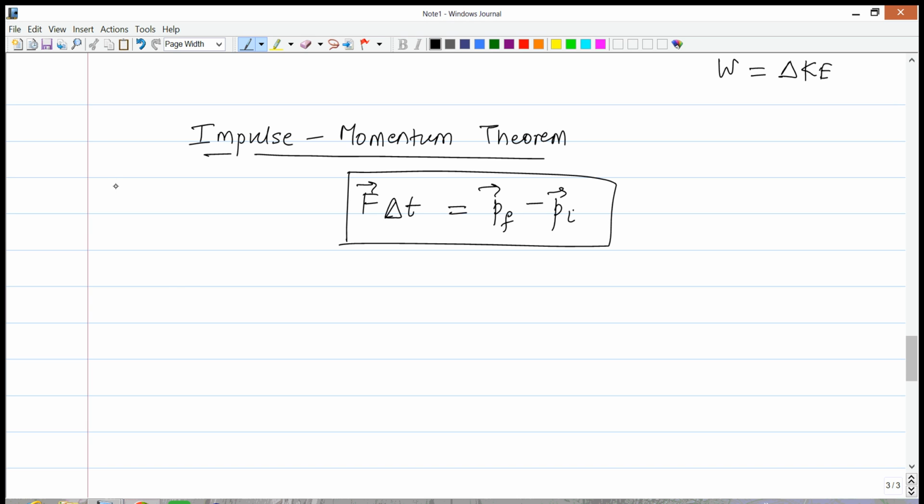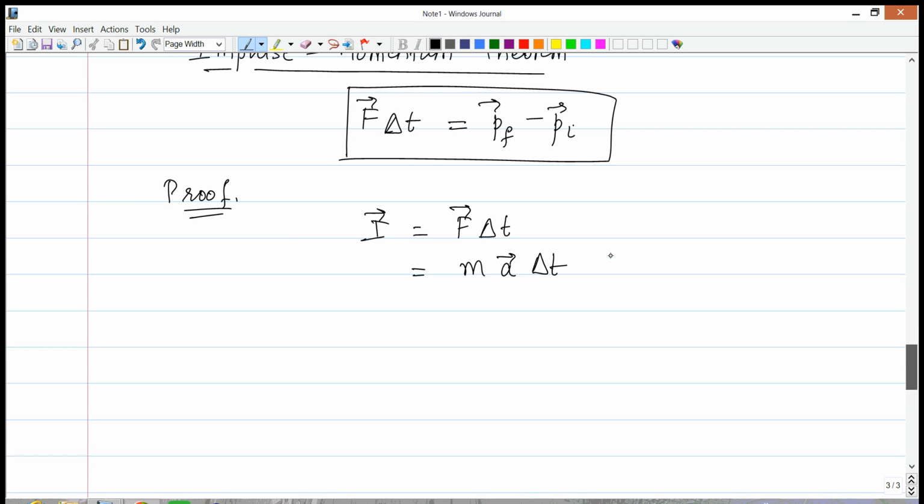Alright, so let's prove this. What it says is the force times time is equal to change in the momentum. So first let's begin with the definition of impulse. Impulse itself is force times time. Now according to Newton's second law, force is nothing but ma. So it is ma times delta t. Now if you remember from your 1D motion, a times time was equal to vf minus vi. So we can use that definition and plug it in here. So we get m times vf minus vi.